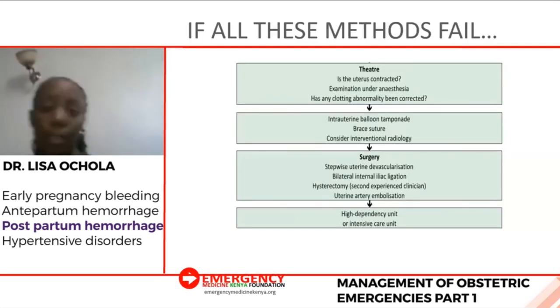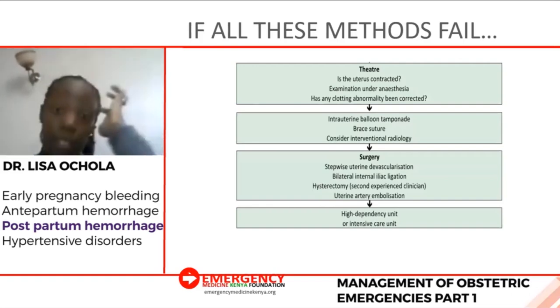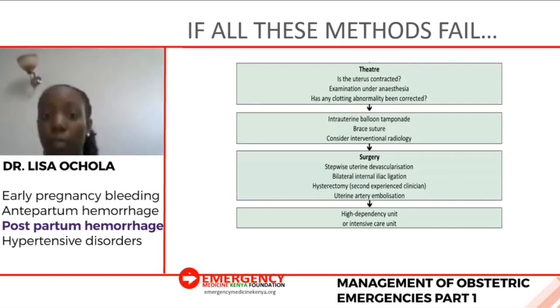So all these methods have been there, you've done everything, you've done it very quickly, you've tried to correct what needs to be corrected, but nothing is changing, these methods have failed. We acknowledge that not every facility is going to have theater, maybe interventional radiology and so on, but there's something that every facility can have, even a dispensary, even an ambulance, and that's the intrauterine balloon tamponade.